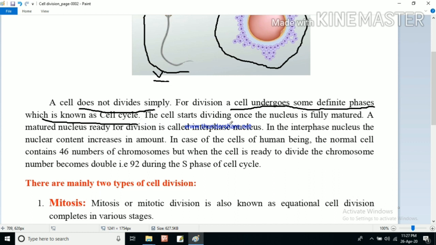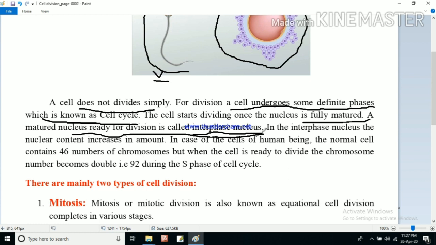The cell starts dividing once the nucleus is fully matured. If a cell is immature, the cell will not divide. Only when the nucleus of the cell is fully matured will the cell start dividing. A matured nucleus ready for division is called the interphase nucleus. You mark here: interphase nucleus. So what is interphase nucleus?